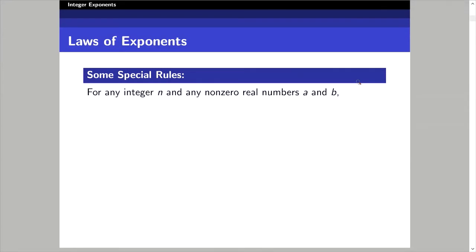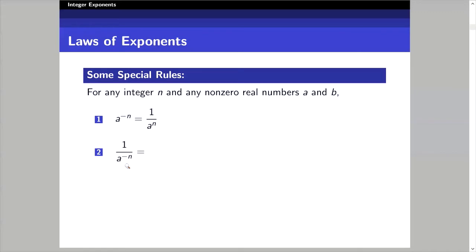Okay, let's say we have an integer n and any non-zero real numbers a and b. This is number one. So this rule basically tells you paano kayo or paano ninyo tatanggalin yung negative sign na ito. How are you going to write a to the negative n without a negative sign? And it's easy to remember, right? It's like this.